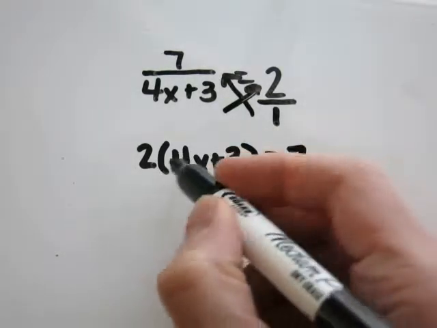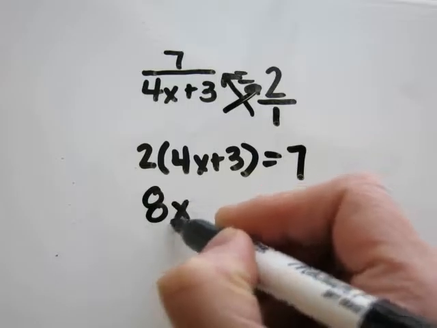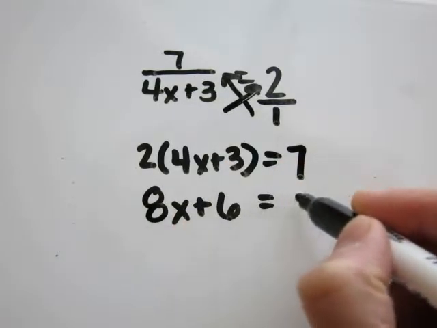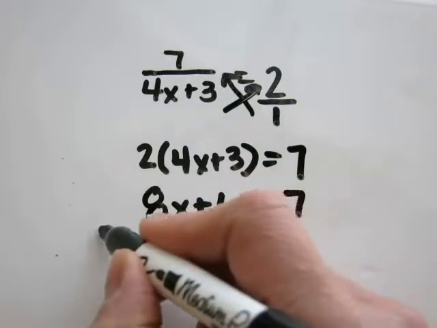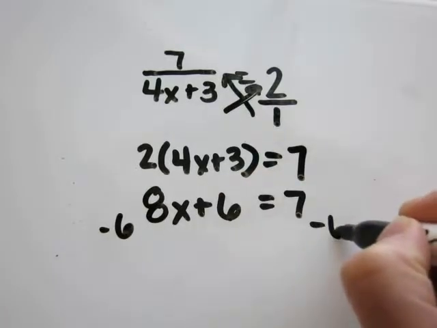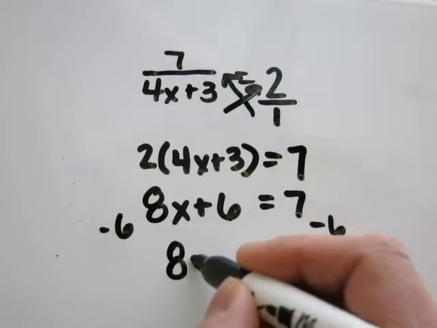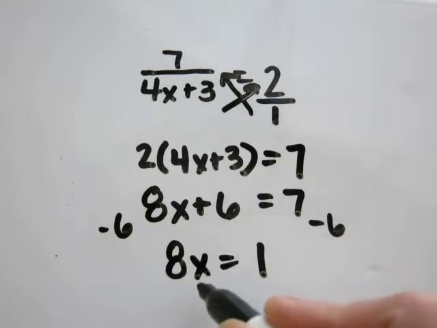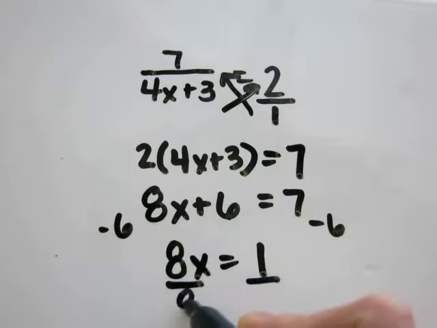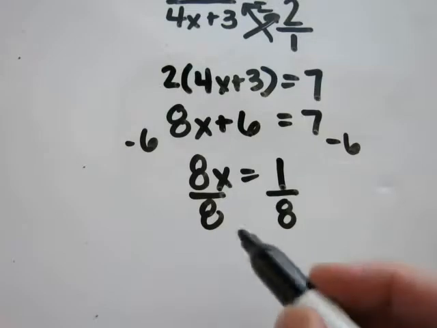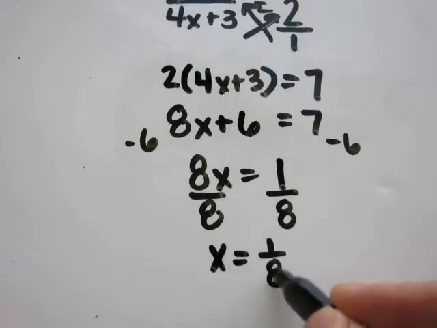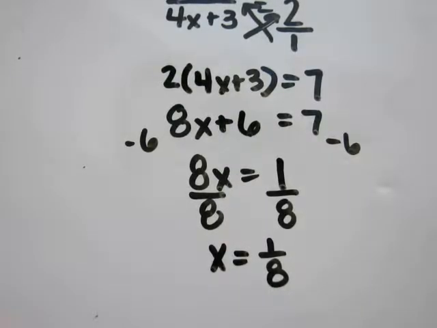2 times 4 is 8. 2 times 3 is 6. Subtract 6 from each side. 7 minus 6 is 1. Divide each side by 8. Your answer is x equals 1 over 8.